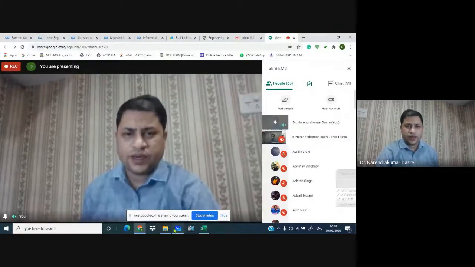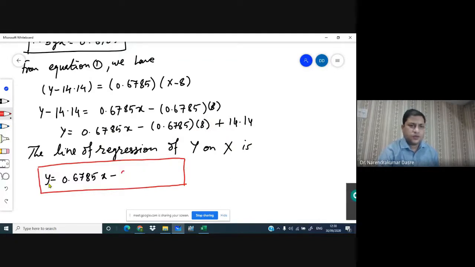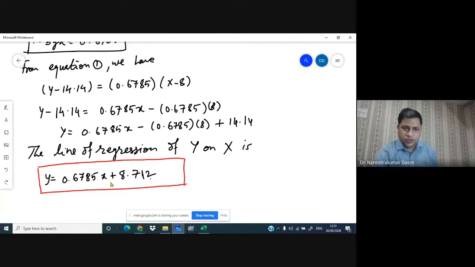Whether this is plus or minus, this value you are getting is plus 0.71. What this value is, the last digit doesn't matter, but this is the line that we'll have. So this is the line of regression of y on x.